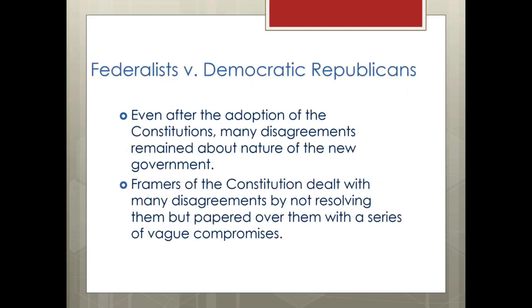Even after the adoption of the Constitution, again, many disagreements remained about the nature of the new government. The framers of the Constitution dealt with many disagreements by not resolving them, but by papering over them with a series of vague compromises. And the disagreements primarily lay between the Federalists, who, again, believed in a very strong centralized government, and the Democratic Republicans, who were the successor to the Anti-Federalists.